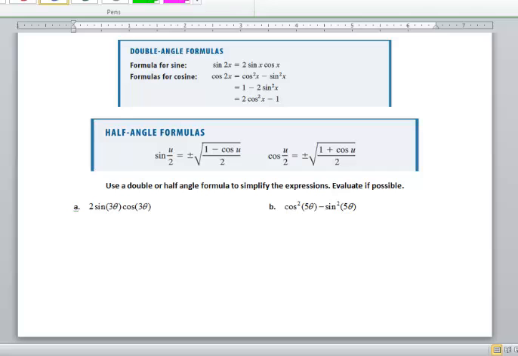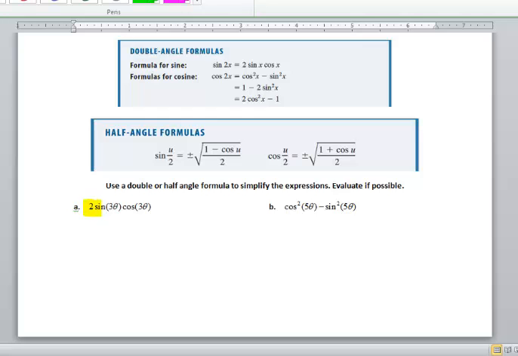Now we can also use our double and half angle formulas from right to left. So again, I give you the boxes just to refresh your memory about the double angle formulas and the half angle formulas. So there they are. And then I say use a double or half angle formula to simplify the expressions and evaluate if possible. All right. So 2 times the sine of 3 theta cosine of 3 theta. Well, the first thing to realize here is I'm not going to be able to evaluate this because I don't know what theta is. So I'm just going to have to leave this in terms of theta at the end.